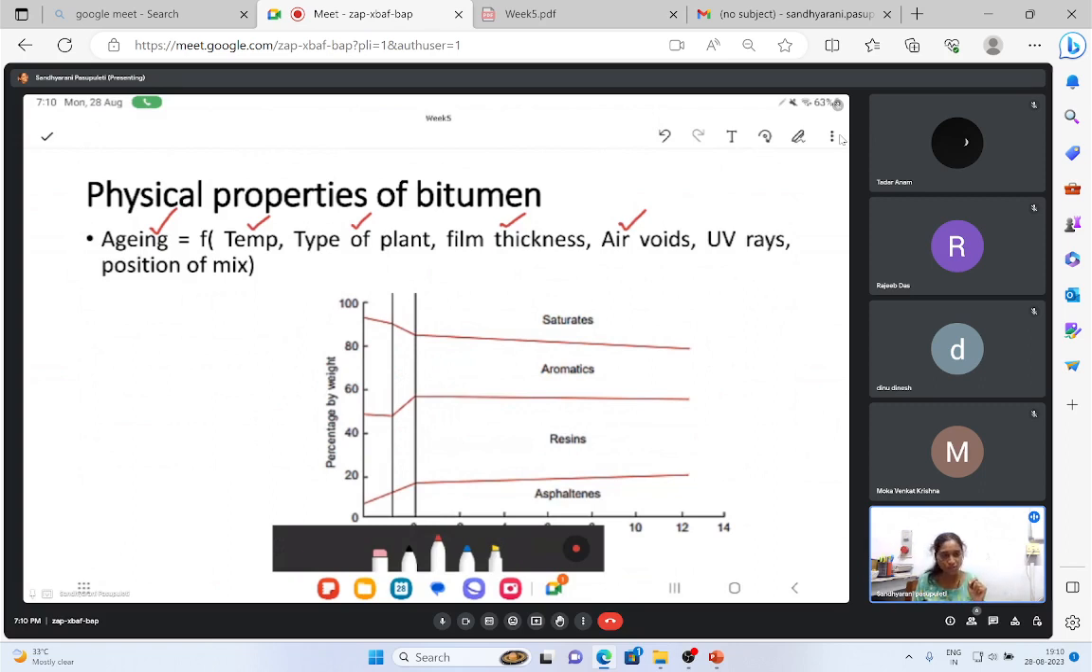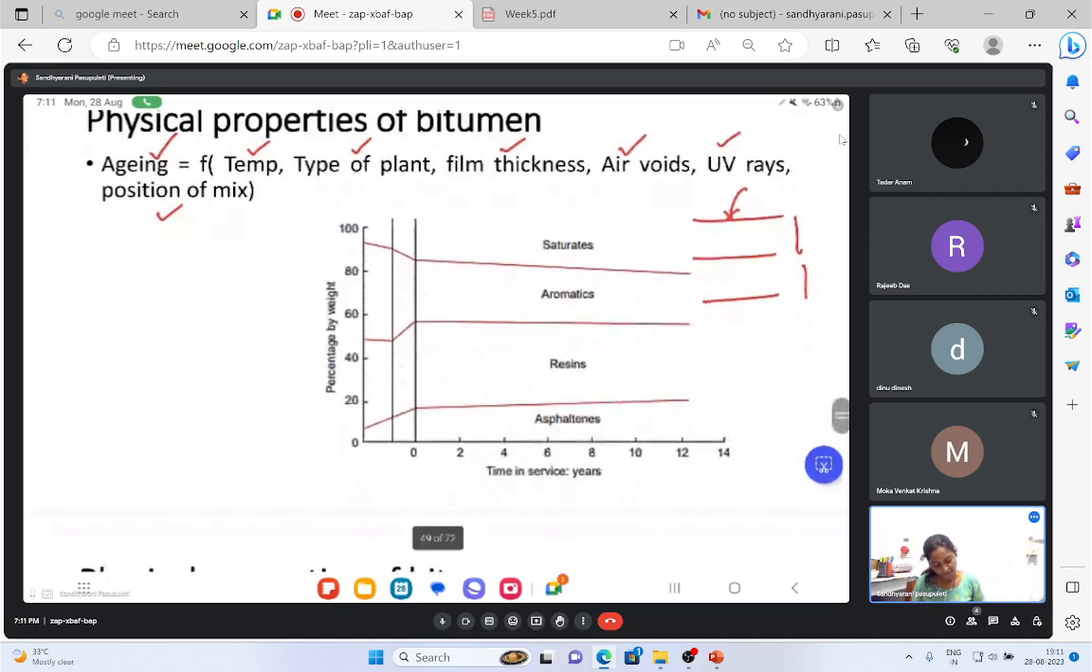When there is a circulation of air, there is a probability of this aging. And another is exposure to UV rays and the position of the mix. So if you take the asphalt layer, let us say this is the top layer and this is the bottom layer. The top layer has a higher probability of being exposed to atmospheric oxygen, so it can get aged more compared to the bottom layers. So what is the effect of this aging on my SARA fractions?